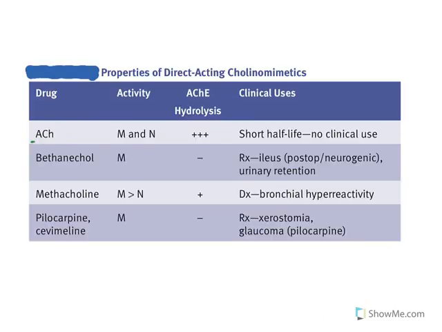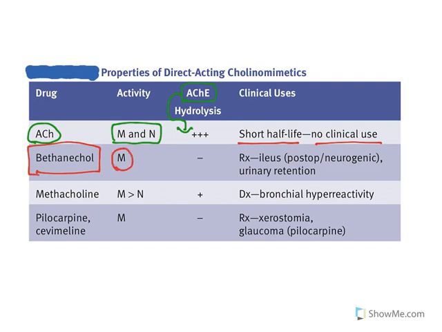Now see, the problem with acetylcholine is it will be acting on muscarinic and nicotinic receptors, but it will get immediately hydrolyzed by acetylcholine esterase. If it is immediately getting hydrolyzed, it will have a very short half-life. No clinical use will be there. To overcome this problem, researchers have come up with bethanechol, which acts only on muscarinic receptors. The important thing is this: it will not be hydrolyzed by acetylcholine esterase, so it will have a longer duration of action.